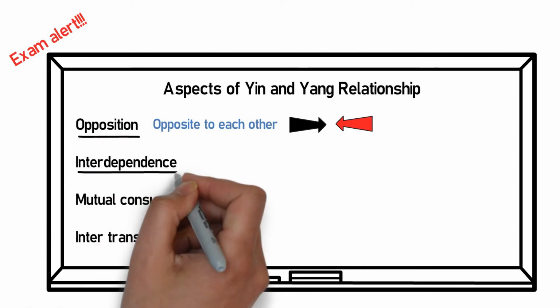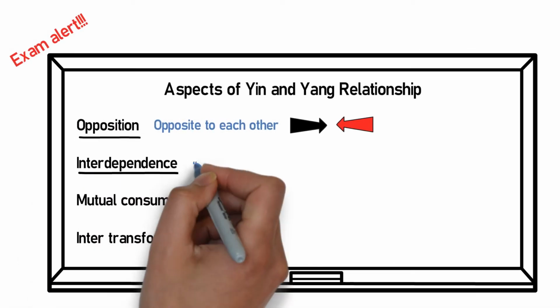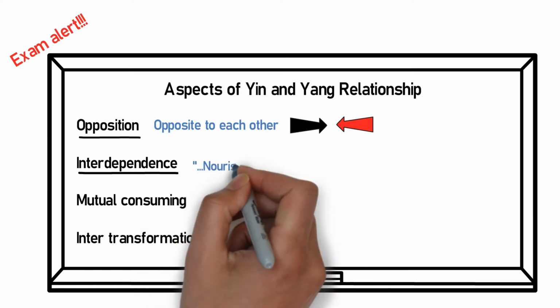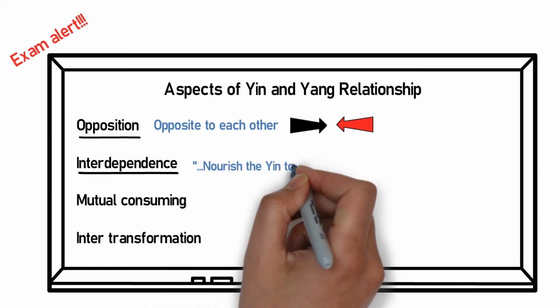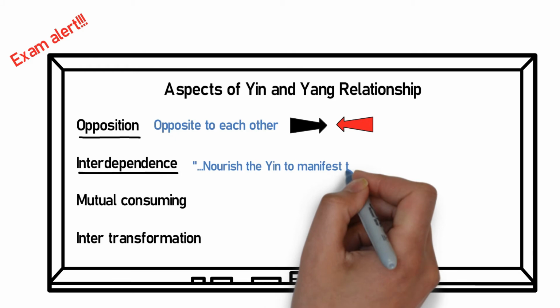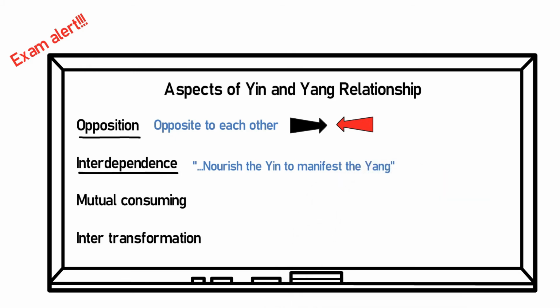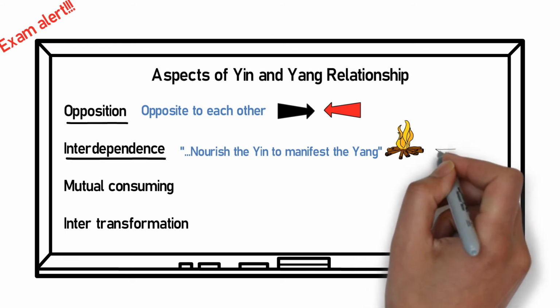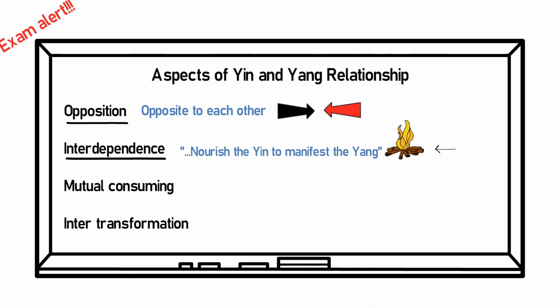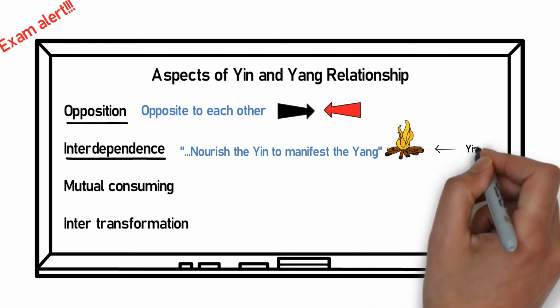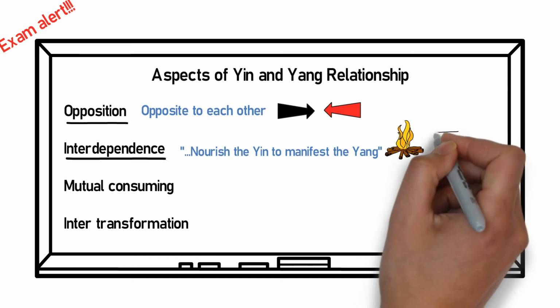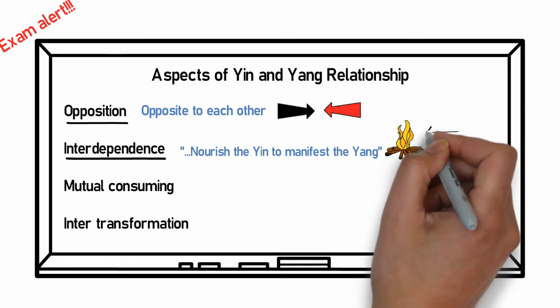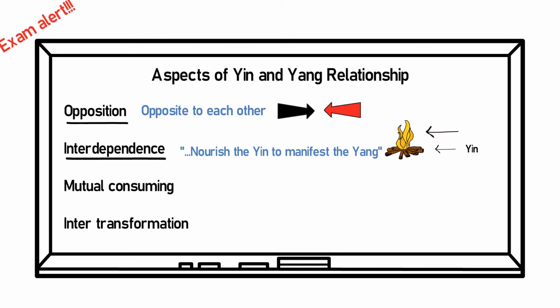Interdependence. Quoting the Huangdi Neijing Su Wen, Yin is the interior and the material foundation of Yang, and Yang is the exterior and the manifestation of Yin. So they depend on each other. Yang cannot exist without Yin, and Yin cannot exist without Yang. Clinically speaking, we say that we nourish the Yin to manifest the Yang.